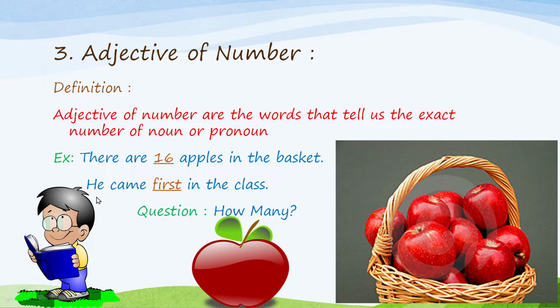Next example, he came first in the class. Here the word first again referring that he was first in the test that was conducted. If you have only one apple, instead of I have one apple, you can say I have an apple. Here the article an is used as an adjective. These are called article as adjective.